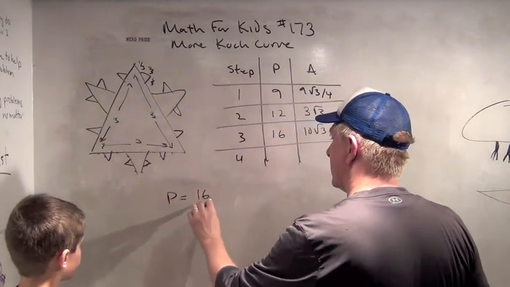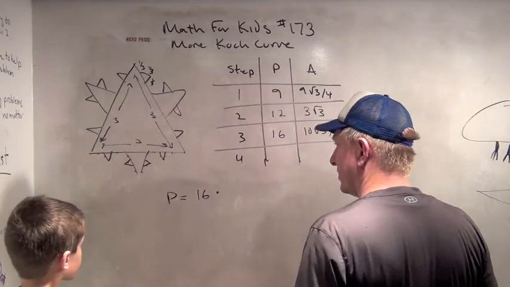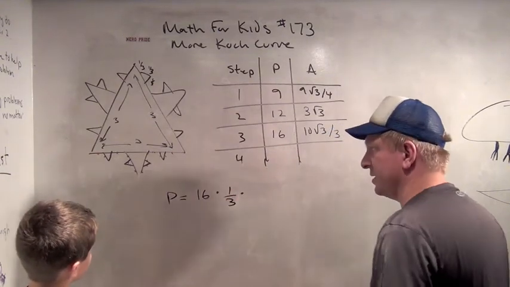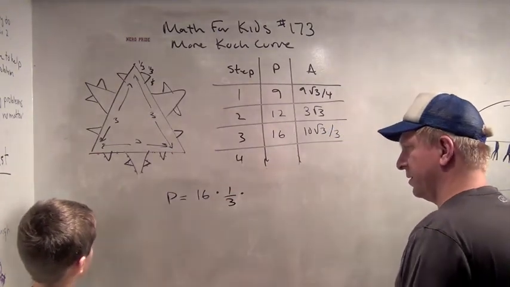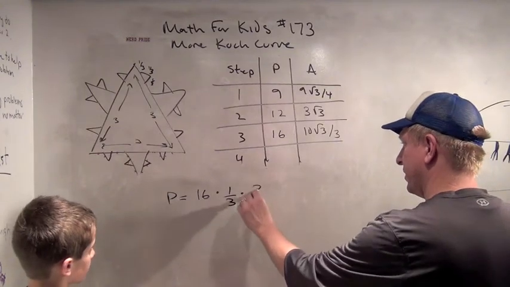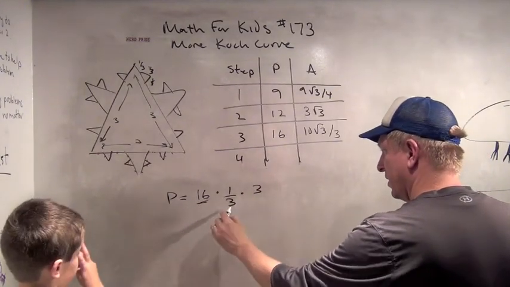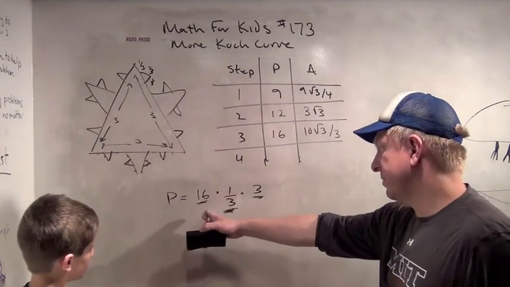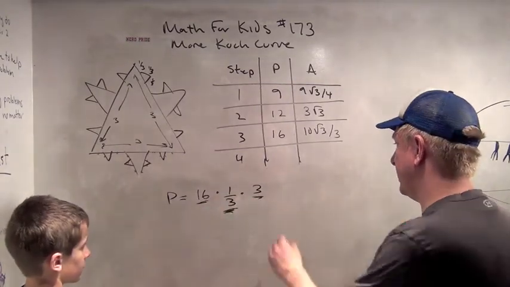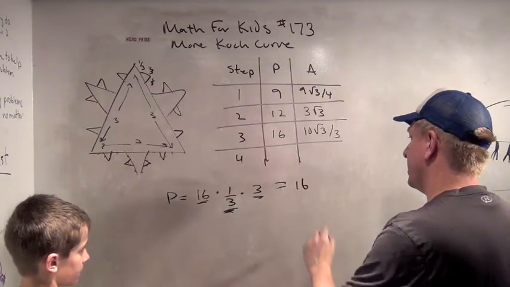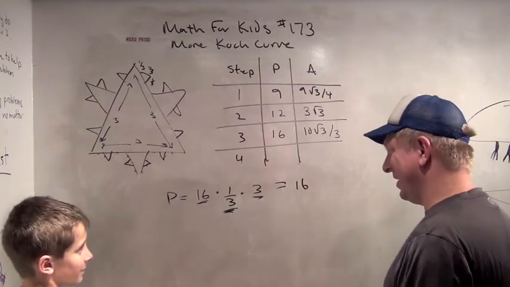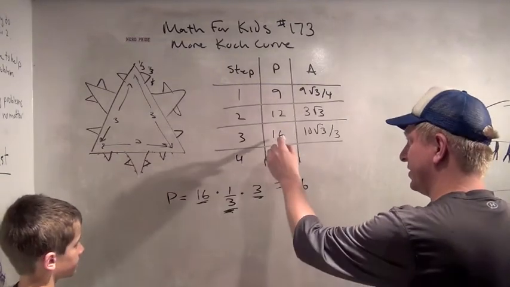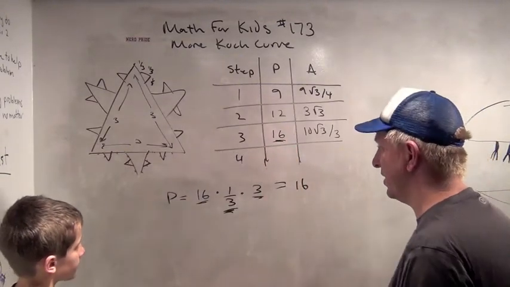Okay, so the perimeter is 16 times how long is each one of those? A third. 1/3 times how many sides do we have of the original? 3 sides. So I got 16 1/3 and I have 3 sides. And what is this super complicated multiplication? 16 times 1/3 times 3? 16. Do we need to get a calculator for that? No. Why not? Because the 3's cancel. Okay, so our perimeter is 16, which is exactly what we got yesterday.